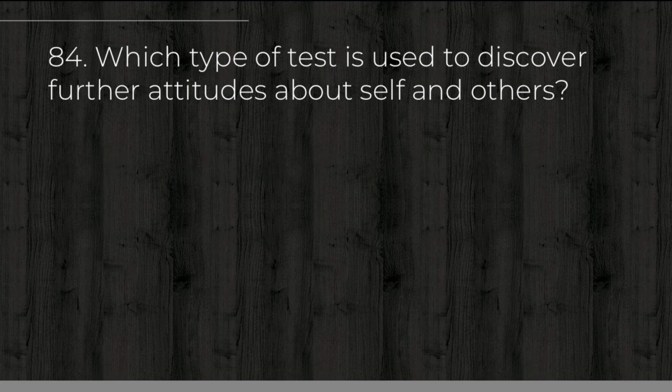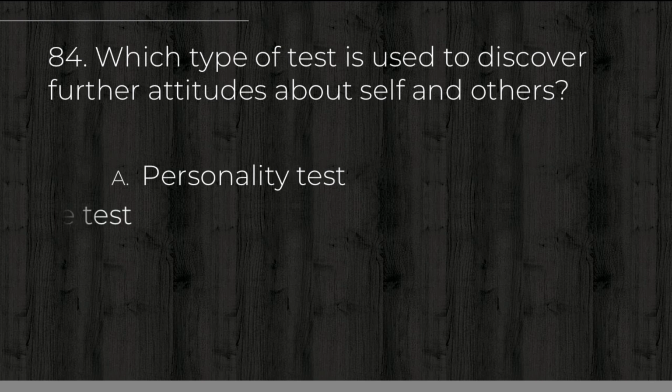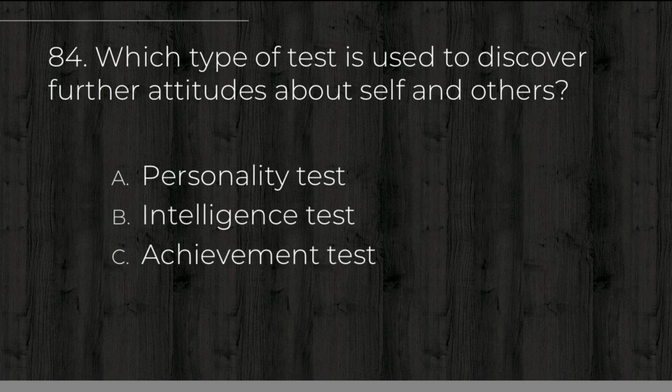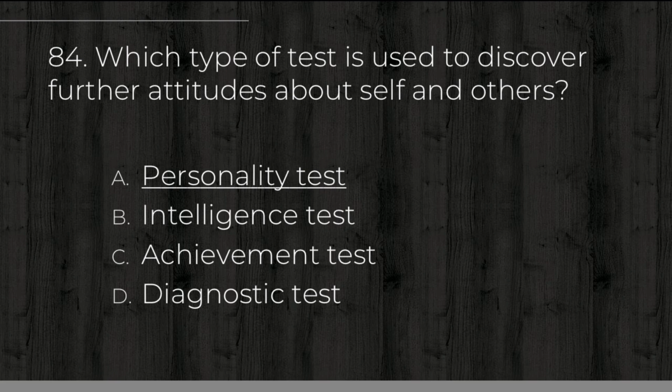Number 84. Which type of test is used to discover further attitudes about self and others? Personality test, intelligence test, achievement test, diagnostic test. Your answer should be personality test. Personality test measures attitudes, values, and traits related to self and others. Yung letter B measures cognitive ability, hindi yung personality. Yung achievement test naman measures academic skills, not attitudes. At yung letter D, it identifies learning difficulties, not personality traits. Okay, so number 84 ay letter A.